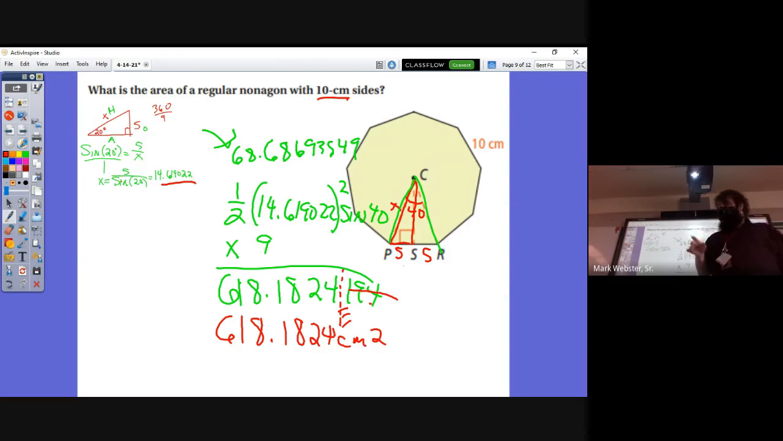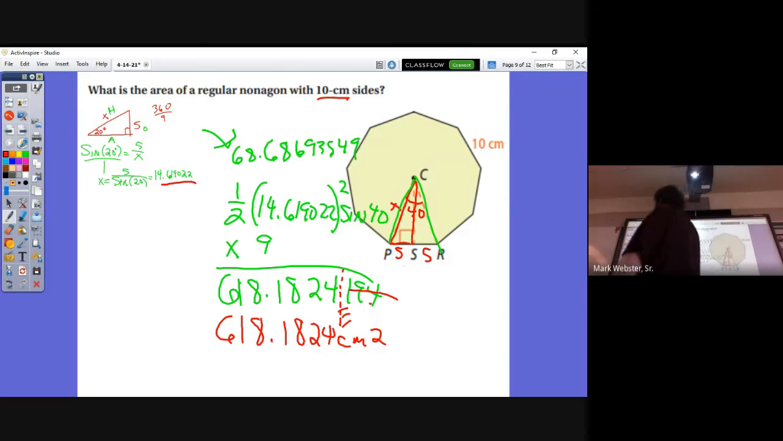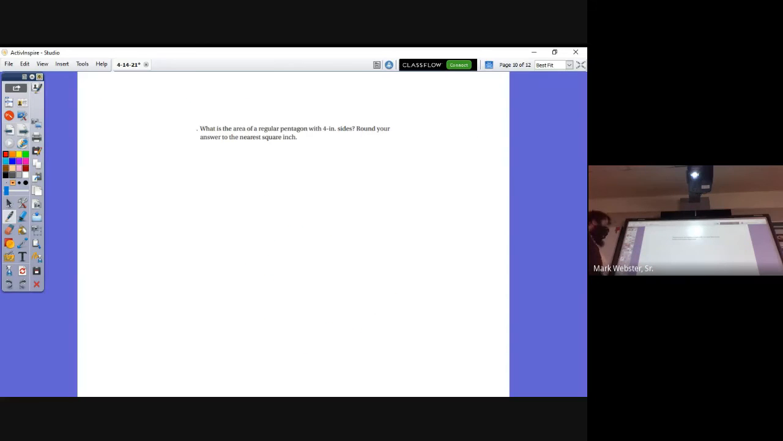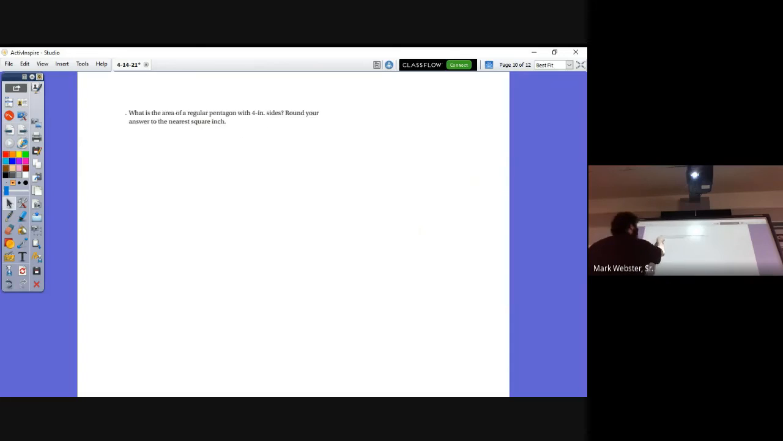All right? So I want you to try this one out. Same process as what we literally just did. Find the radius first, then plug it into the 1/2 r squared sine of the angle formula, multiplied by how many triangles there are, and you're done. So make sure that this is something that you can do once I make it big enough for everybody to see.